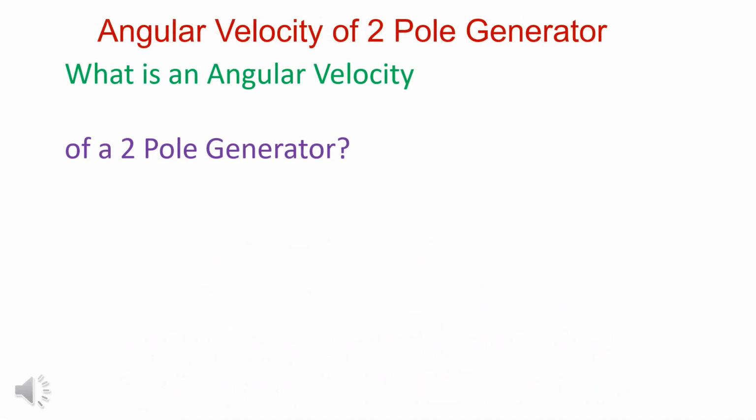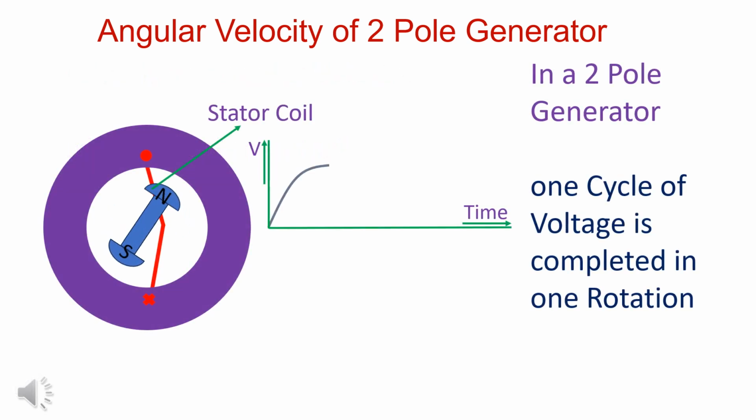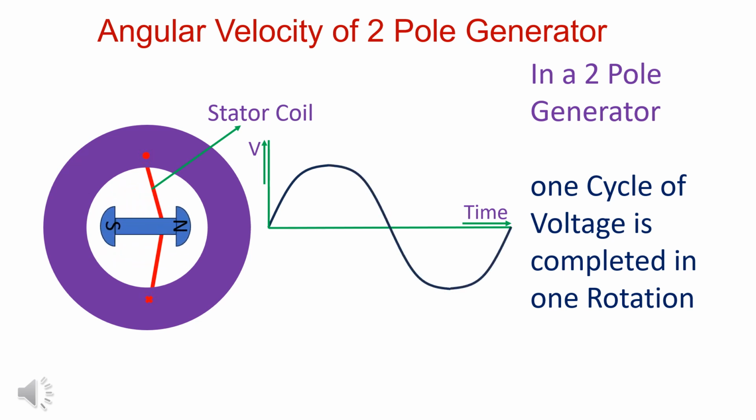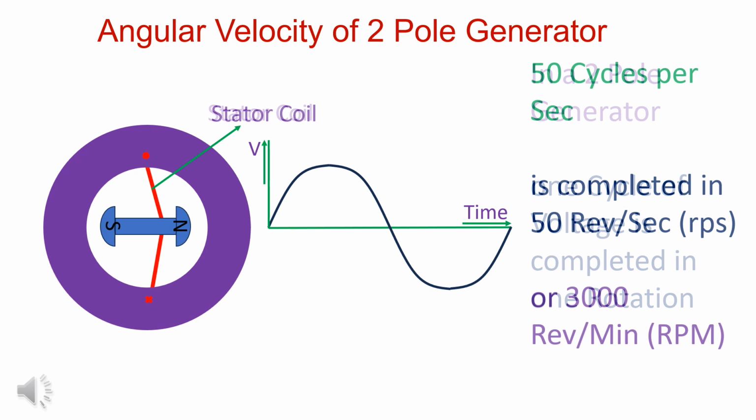What is an angular velocity of a two-pole generator? In a two-pole generator, one cycle of voltage is completed in one rotation. 50 cycles are completed in 50 rotations. Hence, angular velocity is equal to 50 rps or 3000 rpm.